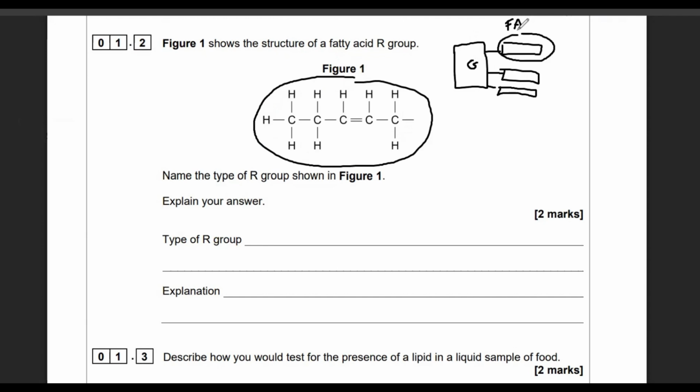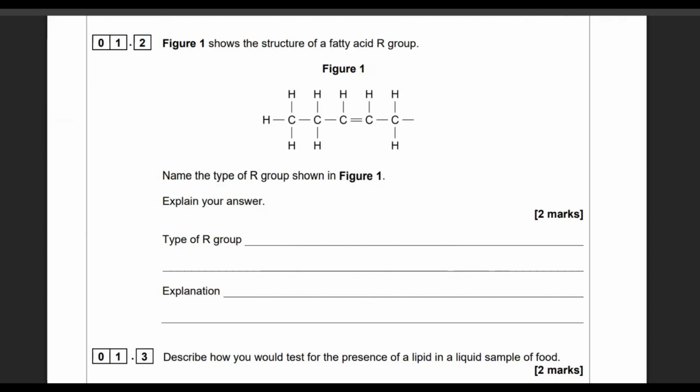So how would we describe this type of fatty acid group? Well, let's have a look at the unique structure, and that is a carbon-carbon double bond. So we would say this is an unsaturated fatty acid. So the answer is unsaturated, and the explanation or justification for this is it contains a carbon-carbon double bond. You can just write that carbon-carbon double bond, or you could just put C with the equal sign and another C. Okay, and that will get you 2 marks.